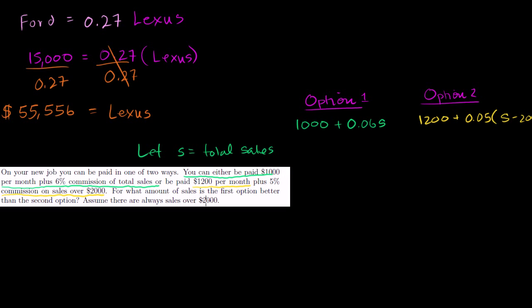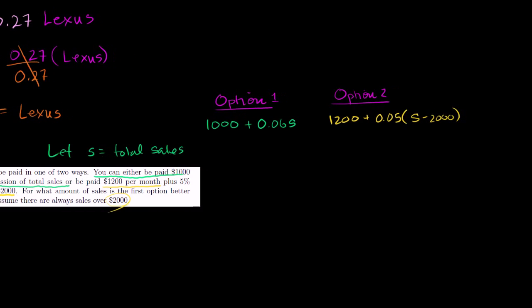And they say, for what amount of sales is the first option better than the second option? And assume there are always sales over $2,000. So they're essentially saying this is always going to be non-zero. So we want to know the situation where the first option is better. Better probably meaning, for me, that I'll get more money. So when is option 1 going to be greater than or equal to option 2? And then we could solve this equation. So let's see what we can do.